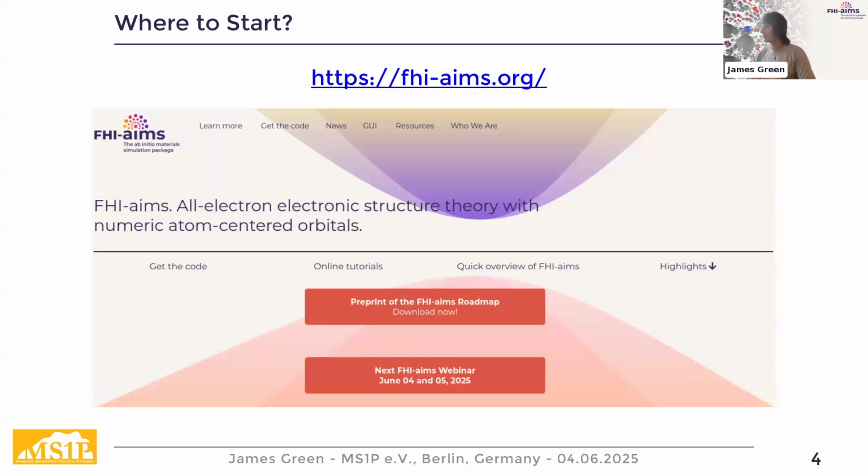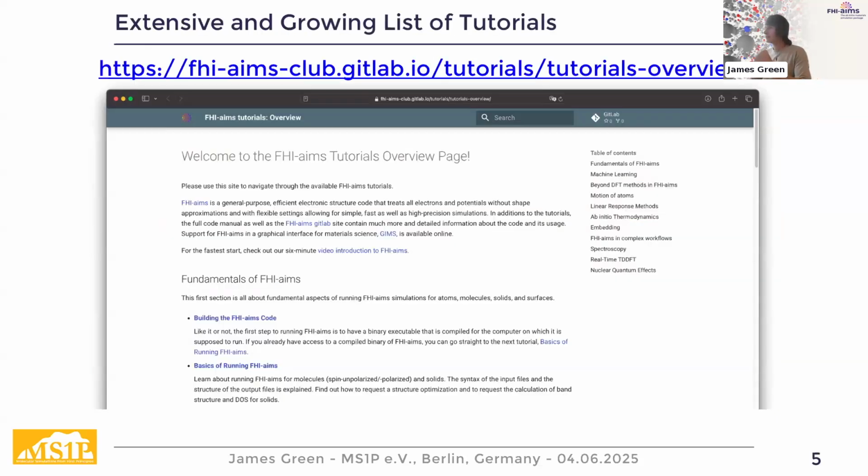I mentioned the website on the previous slide, and this is where you can get the code. You can also see a wide range of online tutorials that we have for FHI-aims. At the moment, I think there are more than 30 tutorials, and these are constantly being added to, primarily by people who have developed new methods and want to explain to others how these methods work. We at MS1P also add and edit some of these tutorials as well. I'll mention some of these tutorials when I get onto the part of the talk about excited states.